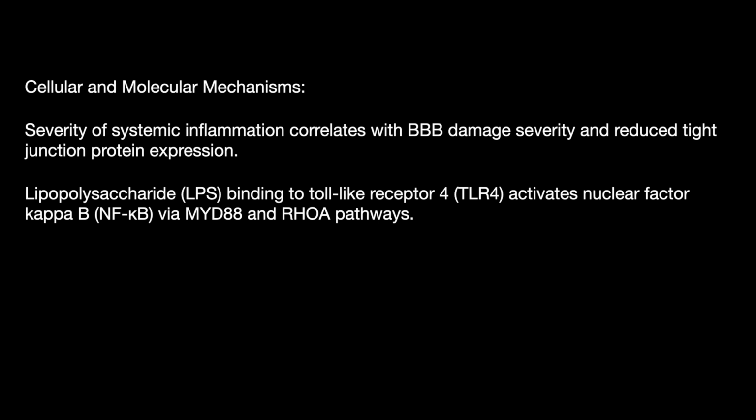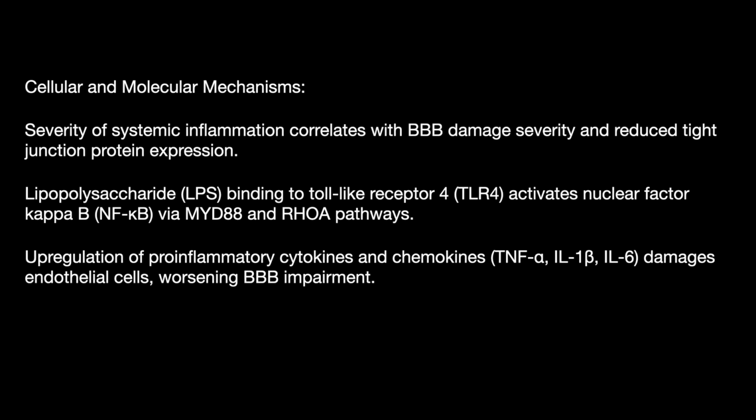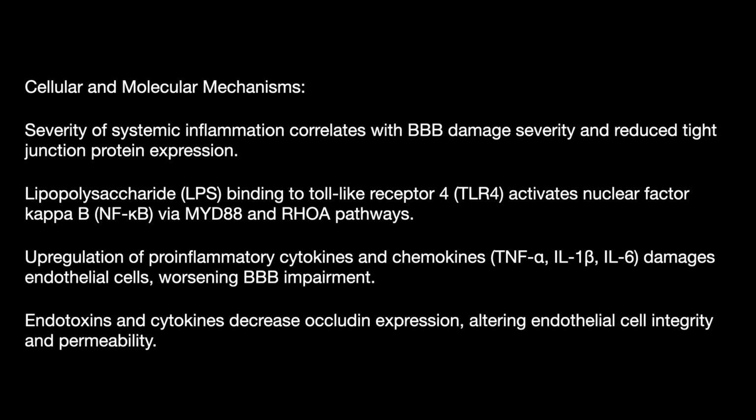Now, the cellular and molecular mechanism: the severity of the inflammation with the blood-brain barrier damage reduces the tight junctions. So the lipopolysaccharides binding to the toll-like receptor, that is TLR4, activate the nuclear factor kappa B via the MYD88 and RHOA pathways. The upregulation of the pro-inflammatory cytokines and chemokines damages the endothelial cells, worsening the blood-brain barrier impairment. The endotoxin and cytotoxins decrease the occludin expression, altering the endothelial cells' integrity and permeability.